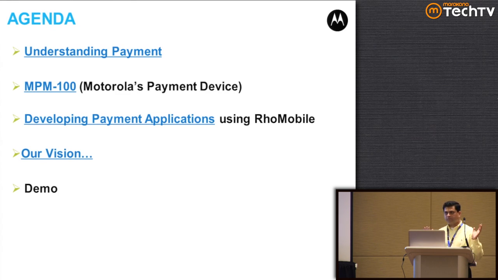And then we will say, what does our future look like? What's the vision? Where do we want to go from here? That's the agenda. And I do have a demo. We have written a RhoMobile application to take the credit card information, and then it pretends like it's doing a bank transaction. You can scan, and then you take the credit card information, and then you can print a receipt. That's what the demo does.